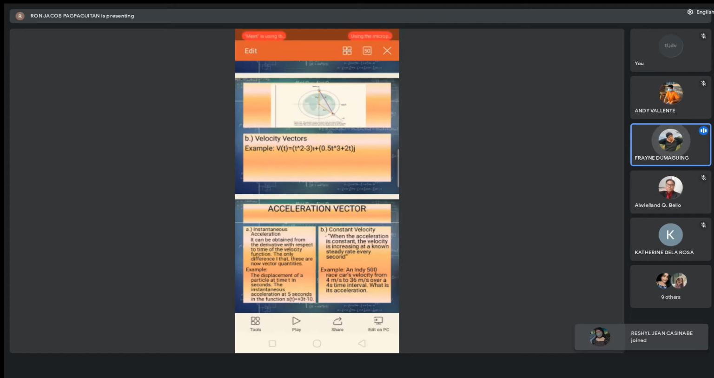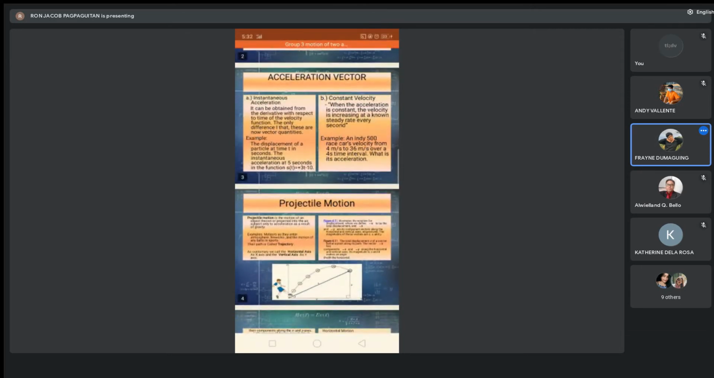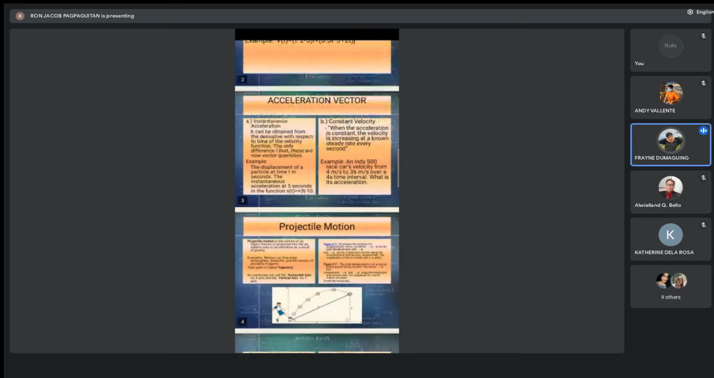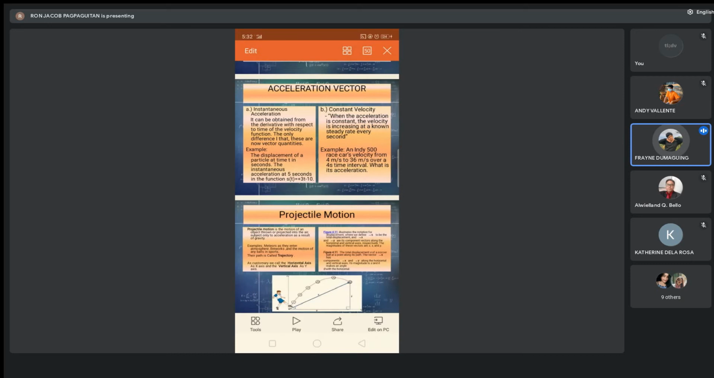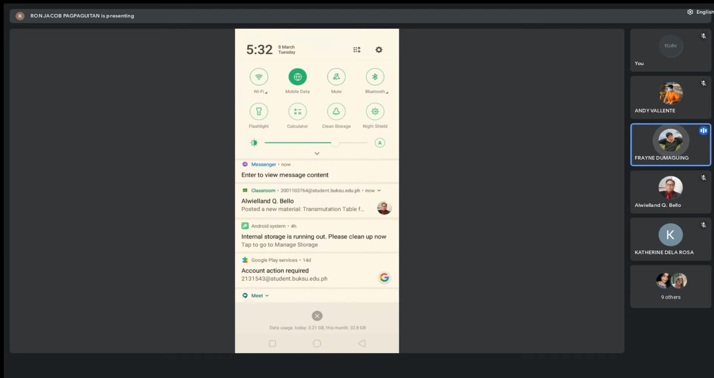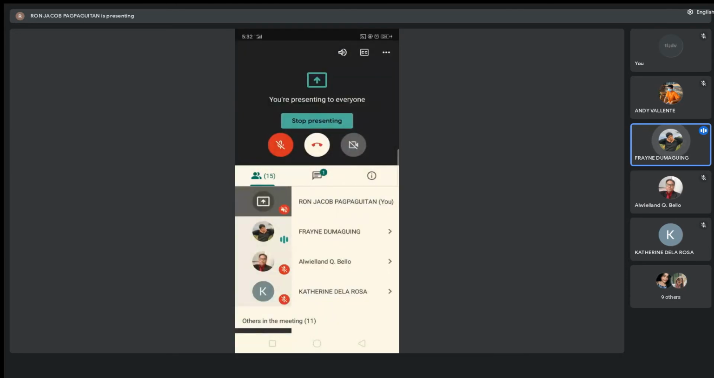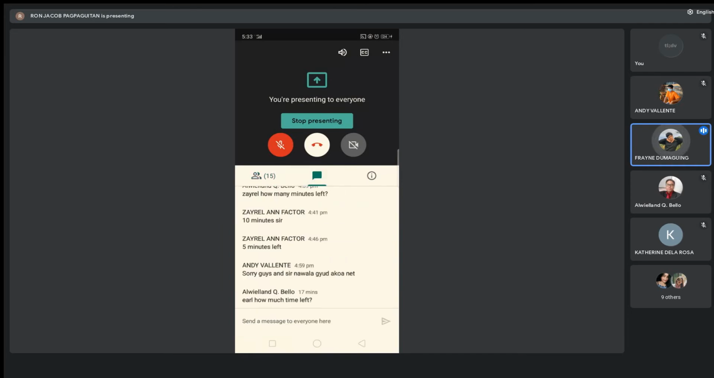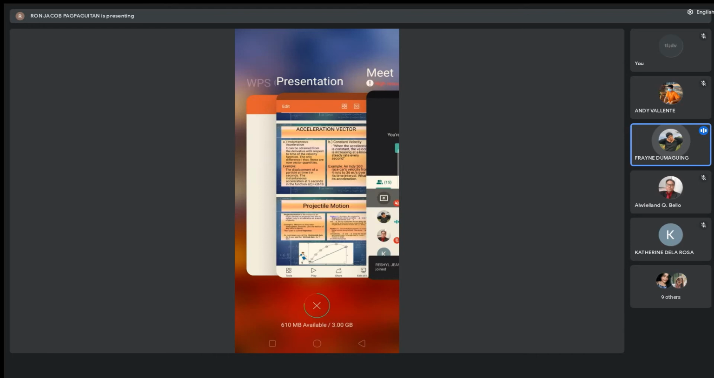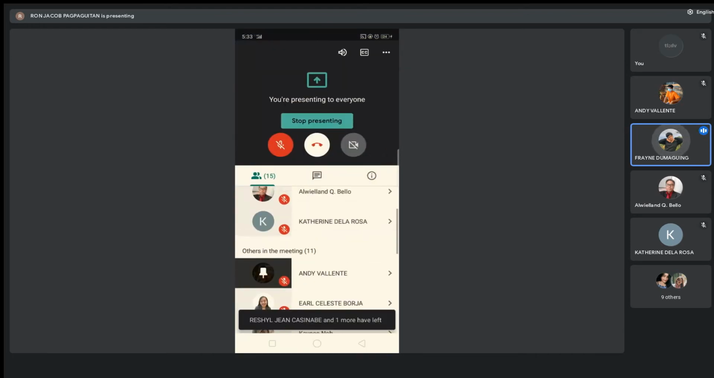So next, the acceleration vector. For the acceleration vector, this is topic 4.2. We have two parts, which are the instantaneous acceleration and the constant acceleration. If I give an example here, it will take a lot of time. So I will again send you a handout with the process and the examples. I will just explain here which equation to use.